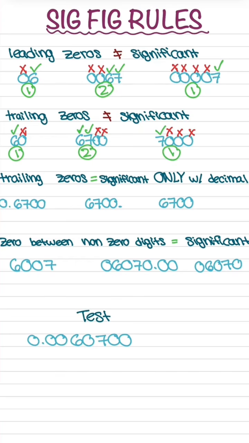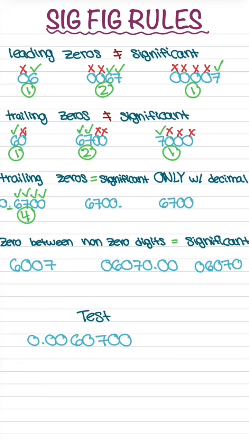Now this third rule is kind of going to bypass rule number 2, which is trailing zeros can be significant only with decimal points. So you see we have a decimal right over here. The leading 0, we're going to ignore that. But 6, 7 is going to be significant, and these 2 zeros, which originally were not going to be significant, are now significant because there is a decimal. So in total, we're going to have 4 sig figs.